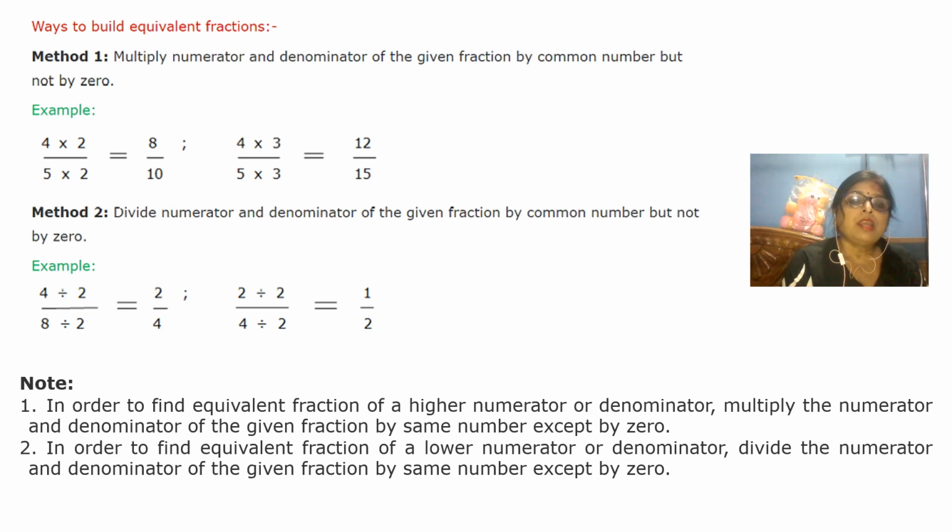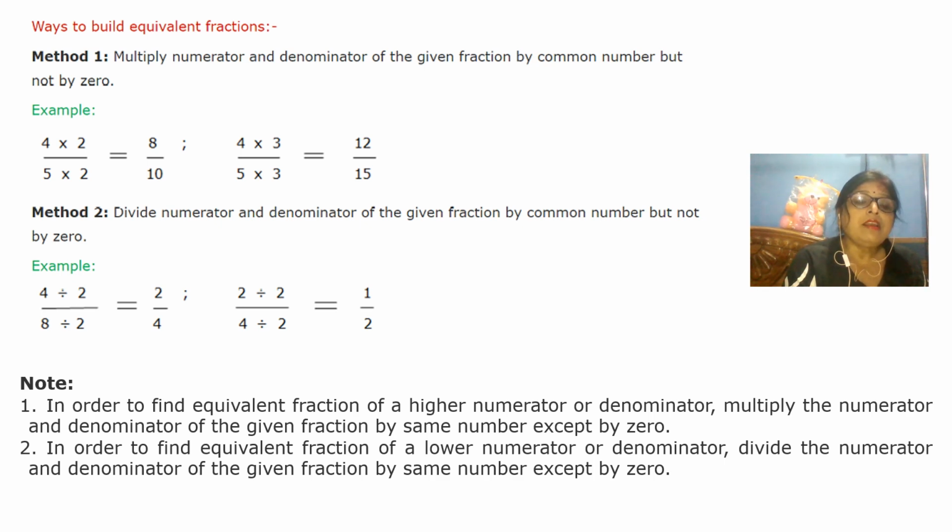Dear students, in this slide, we will learn how to build equivalent fractions. Suppose a fraction is given here and you have to find out 2 or 3 or more equivalent fractions, then how will you get them? So there is a method for it. You multiply the numerator and denominator of the given fraction by a common number except 0. Then you will get the equivalent fraction.